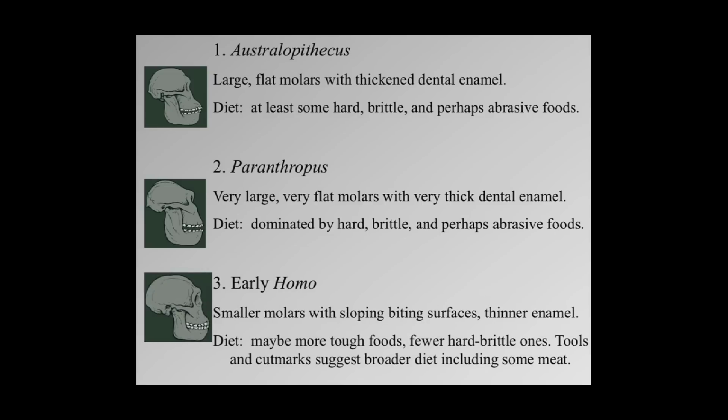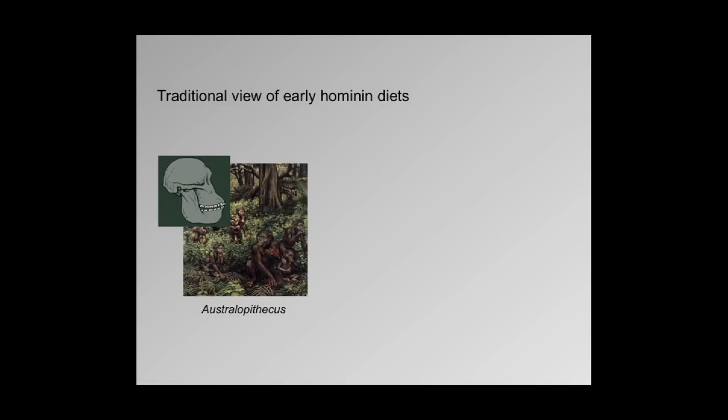And then for early Homo, smaller molars with sloping biting surfaces and thinner enamel, and a diet, maybe some more tough foods, probably fewer hard, brittle ones. Tools may come into this picture as well for processing foods outside of the mouth, and in fact there are animal bones with cut marks on them which suggest that meat was at least included as part of the diet at this stage.